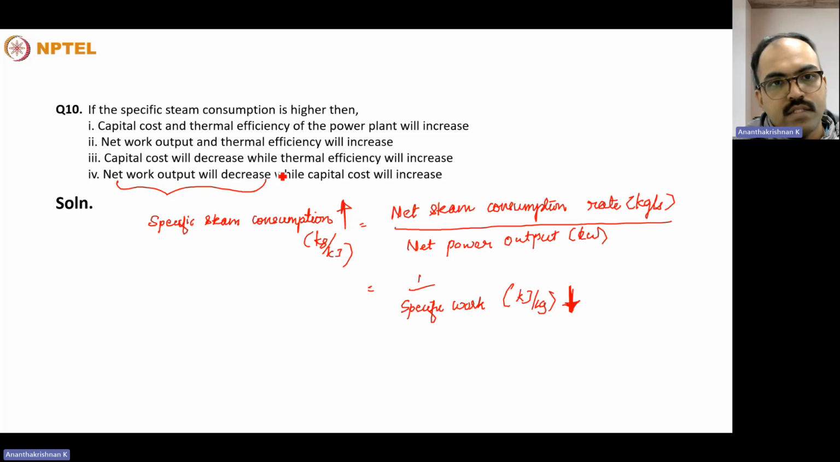So once the specific steam consumption increases, net work output decreases, but our ideal objective will be to increase the specific work, and the specific steam consumption should go down. So basically the final answer is the right one. Option 4 is the right answer.